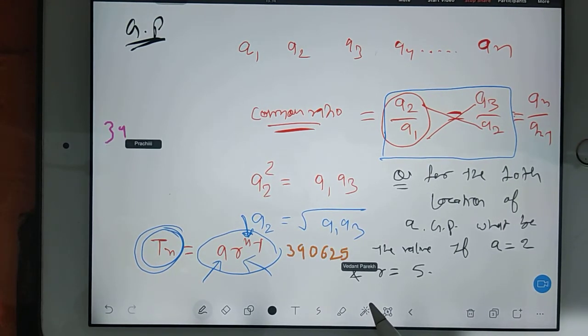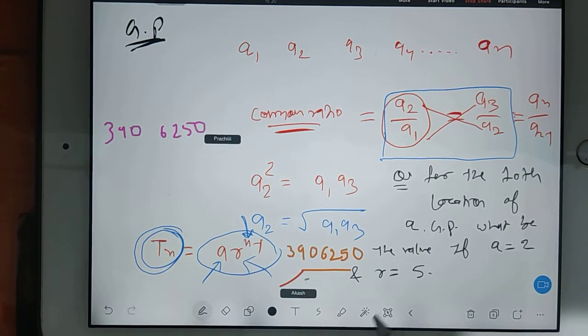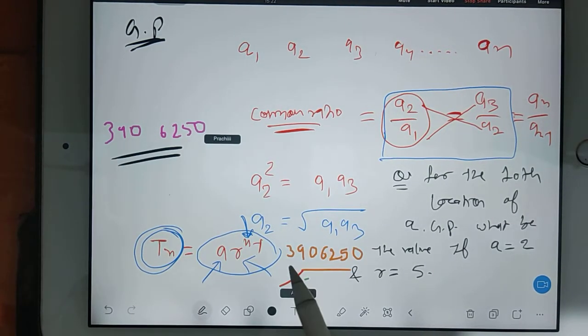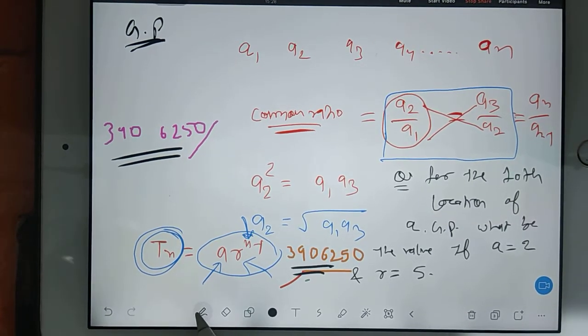3,906,250. Okay. Two students have simplified and their answers are matching. So I'm considering this as the correct answer because I am not solving it myself. So let's go ahead. Others are also verifying. Very good.